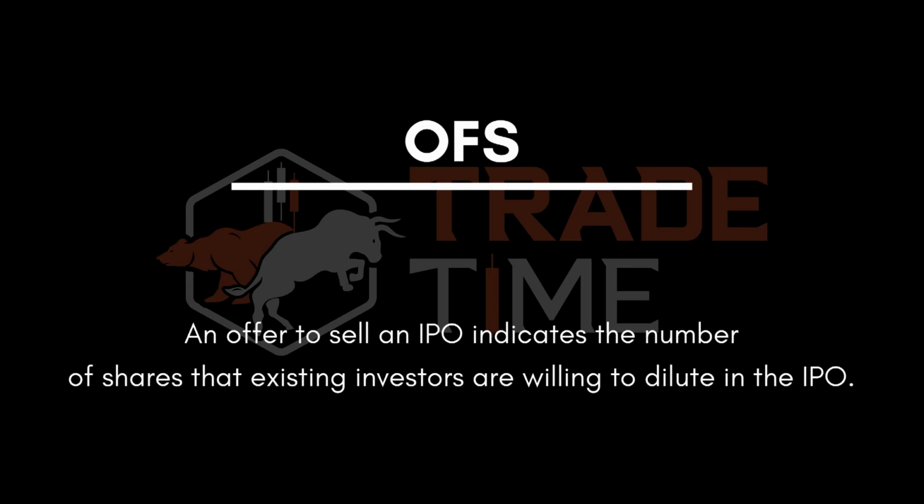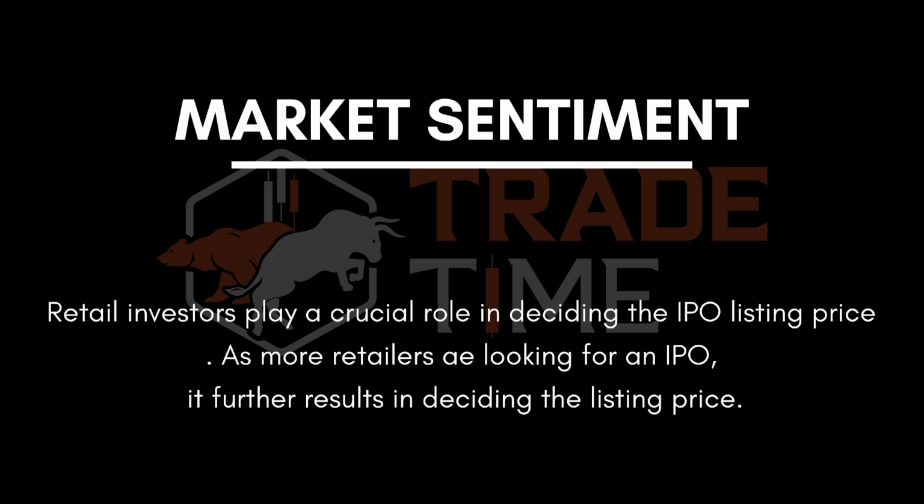4. The OFS, offer for sale, value. An offer for sale in an IPO indicates the number of shares that existing investors are willing to dilute in the IPO. 5. Market sentiments. Retail investors play a crucial role in deciding the IPO listing price. As more retailers are looking for an IPO, it further results in deciding the listing price.